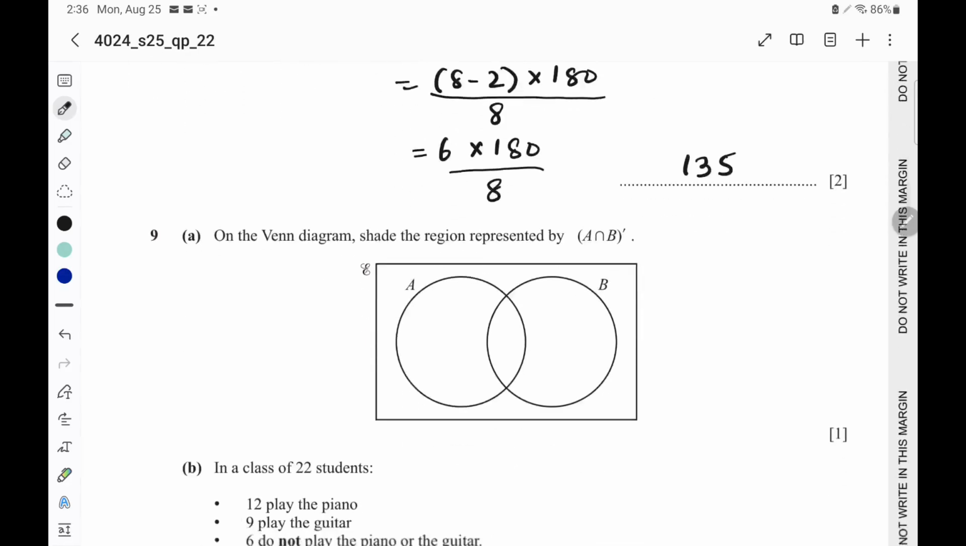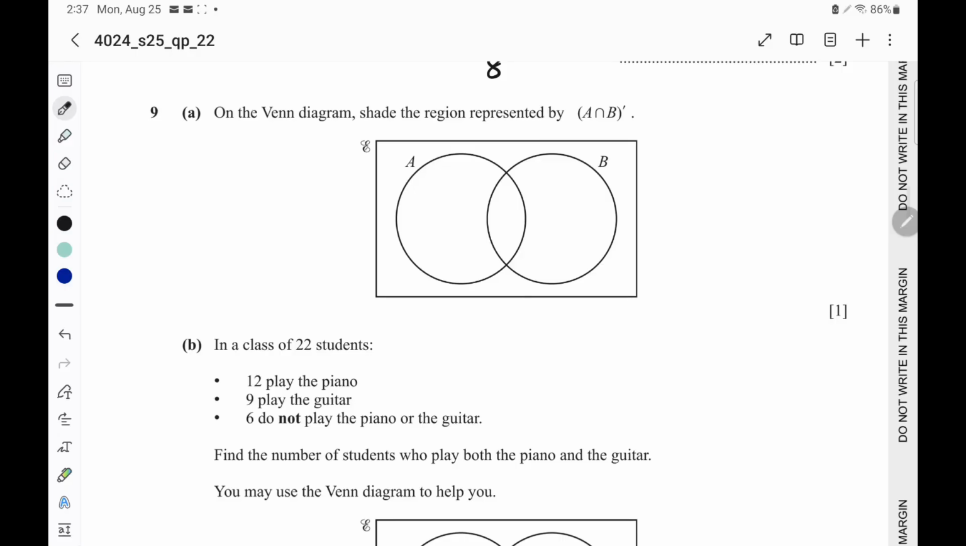I've calculated. Question number 9. On the Venn diagram, shade the region represented by A intersection B complement. A intersection B is this much. They give you a complement, which means not A intersection B, so we have to shade outside of it. We are not shading the common portion of A and B, and it's very easy. I hope you understood. So this is the answer for this part.